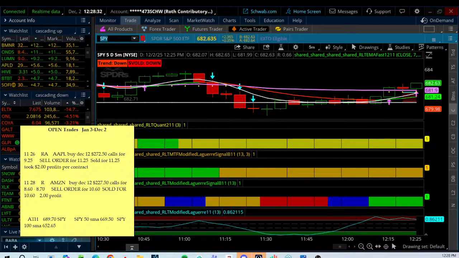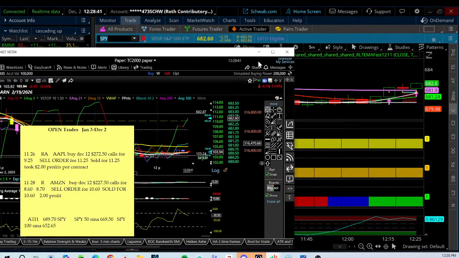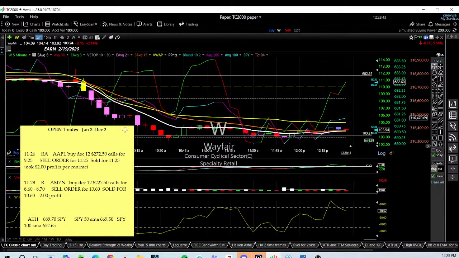SPY trying to creep up here. W, again, market's moving up pretty strong. Let's keep an eye on W, all right? This is what we look for. We want to see relative weakness.